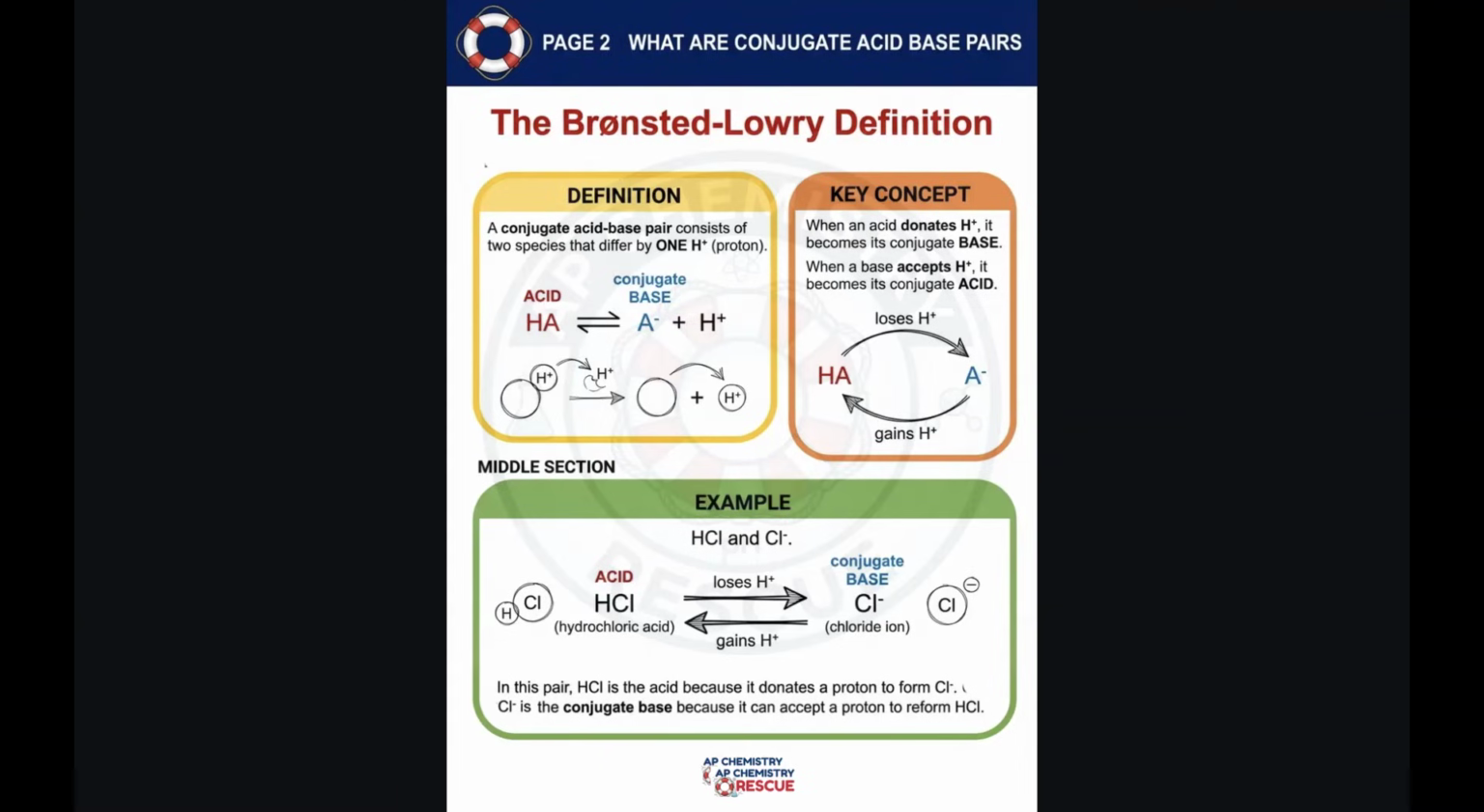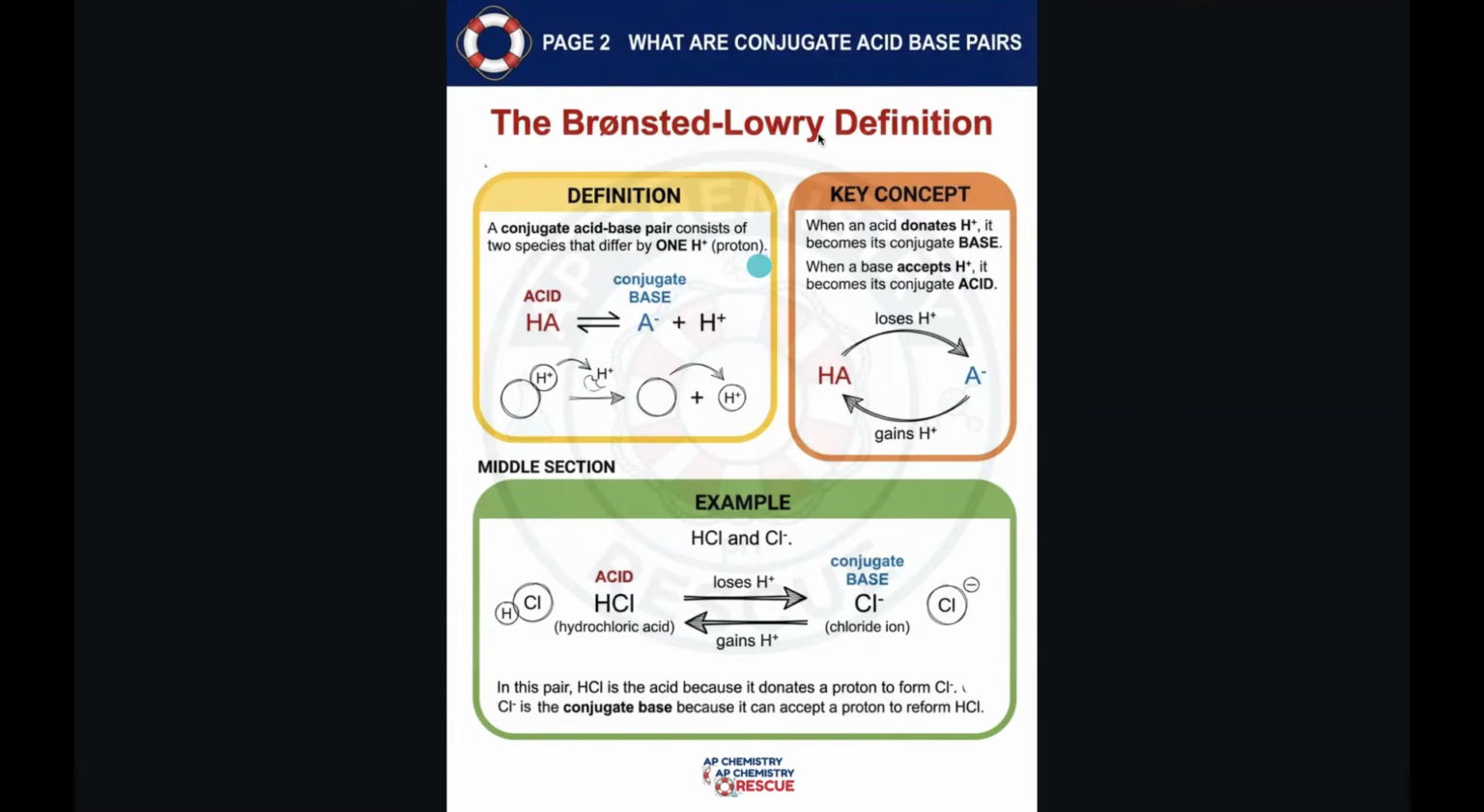Remember, there are always two reactants and two products. The two reactants are the acid and the base, and the two products are the conjugate base and conjugate acid. I'm going to repeat this because this is what you need in this video. Acid and base are only in reactants. Conjugates are only in products. So when an acid donates a proton, it becomes its conjugate base. When a base accepts a proton, it becomes a conjugate acid.